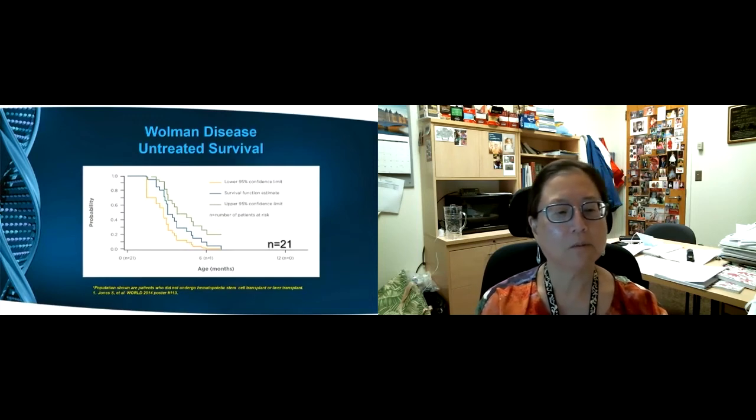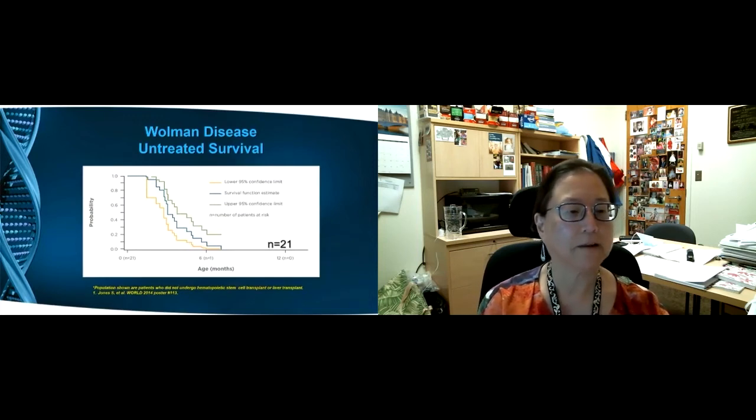And untreated Wolman disease is uniformly fatal, as you can see from these curves. Usually most patients die before a year of age. Next slide. Cholesterol ester storage disease, on the other hand, next slide.